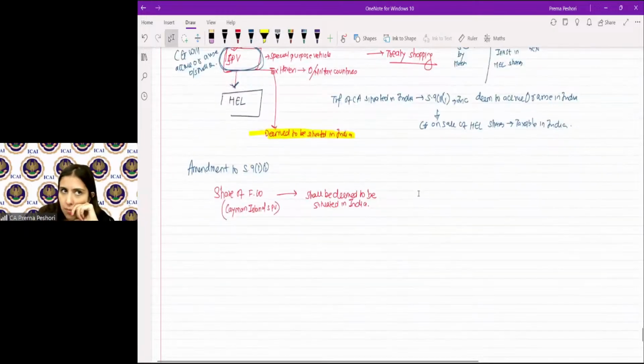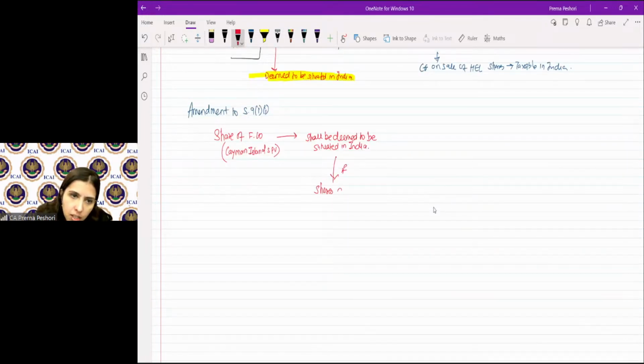Shares shall be deemed to be situated in India if the shares derive the value, directly or indirectly, substantially from the assets located in India.